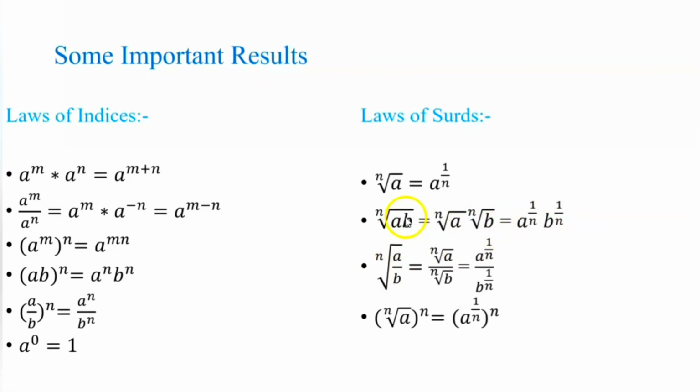Now in the same way as the second law, you have the third law, which is the nth root of a upon b is the same as the nth root of a upon the nth root of b. Now again the nth root of a can be written as a raised to 1 by n, and nth root of b can be written as b raised to 1 by n. Now the last law is the nth root of a whole raised to n is equal to a raised to 1 by n whole raised to n. So these are the laws of surds.